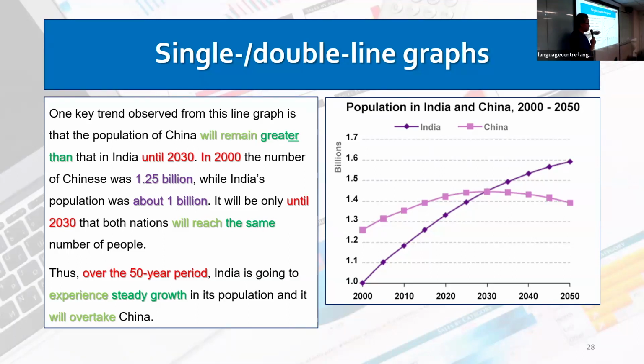Make sure you know how to spell words like million or billion. But don't worry; these words are usually given in the graph, right? So just make sure you get the spelling correct.